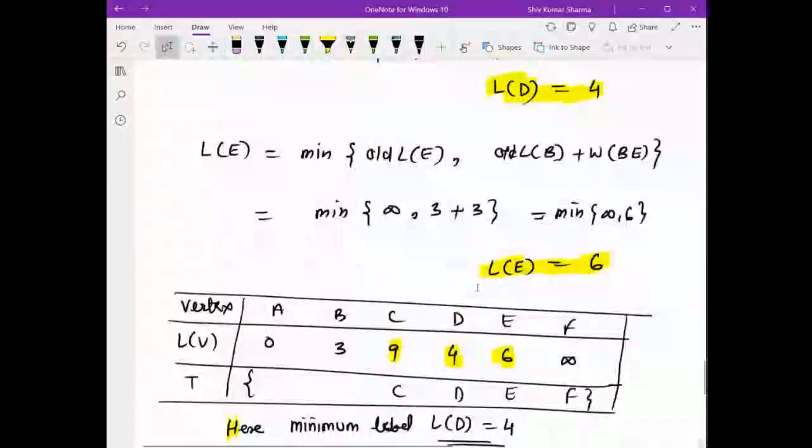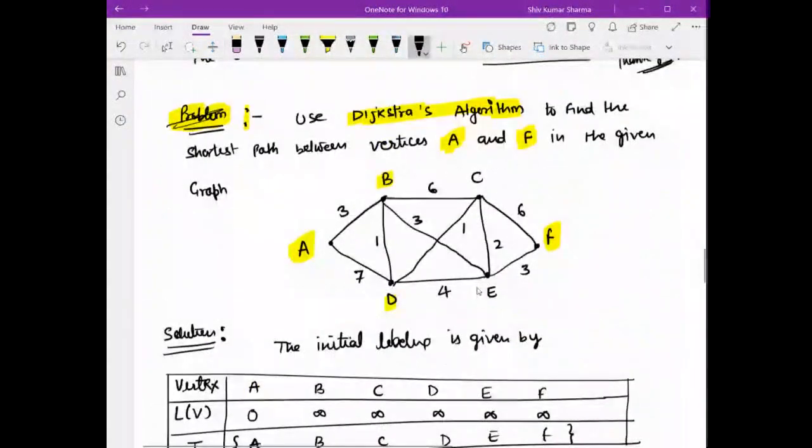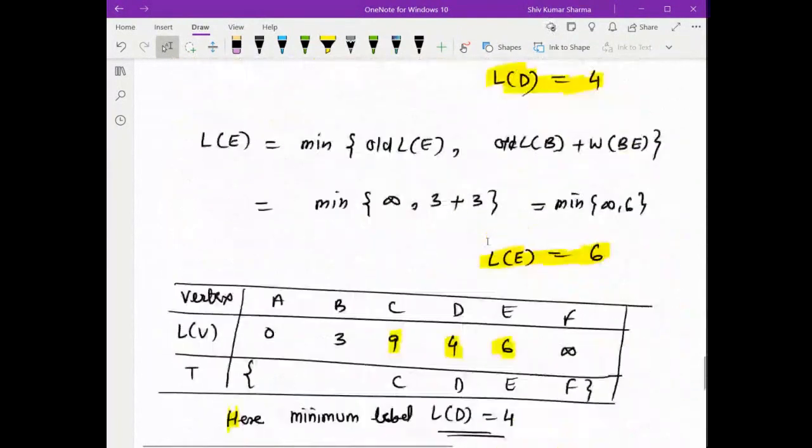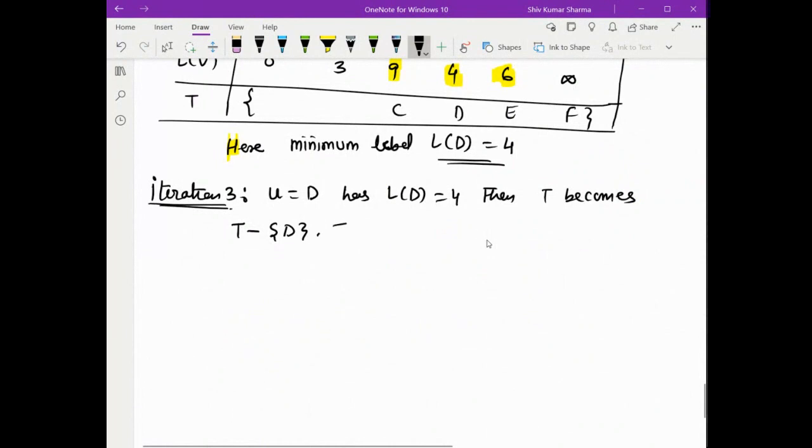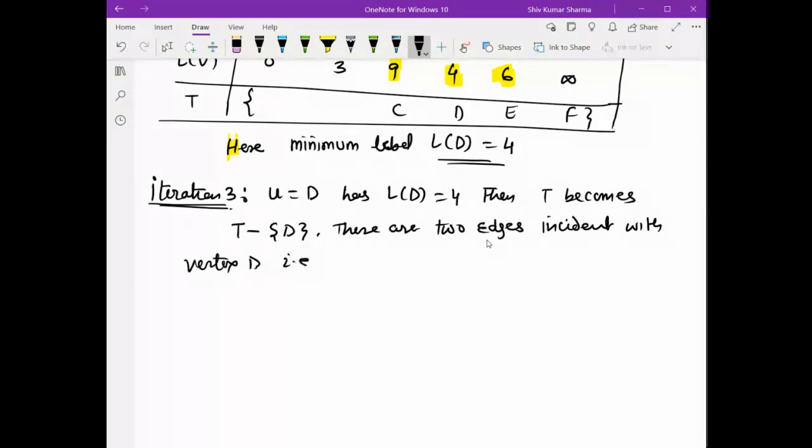Now we see how many edges are incident with vertex D. So there are 2 edges, that means D to C and D to E, because we do not give the level yet to the vertex C and E. Because we give the permanent level to A and B, we do not write for A, B, just we write for C and E. So there are 2 edges incident with the vertex D, that is DC, DE, where C and E both belong to T.